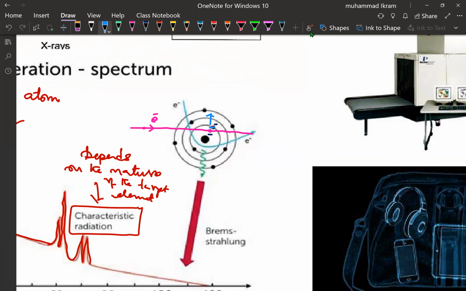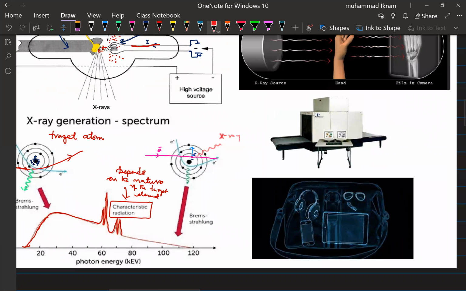Now this cannot remain empty, so there will be a downward transition to occupy this space again, and an electron would come. Since it is the lowest energy orbit, the extra energy which the electron has, it will emit, and that energy will be in the form of a gamma ray photon, sorry, an X-ray photon. So an X-ray photon will be emitted. This is all about the X-rays.